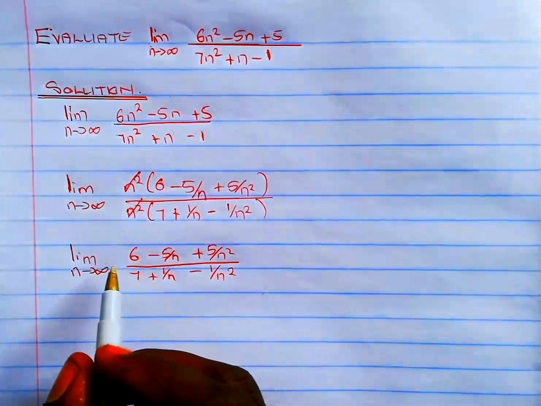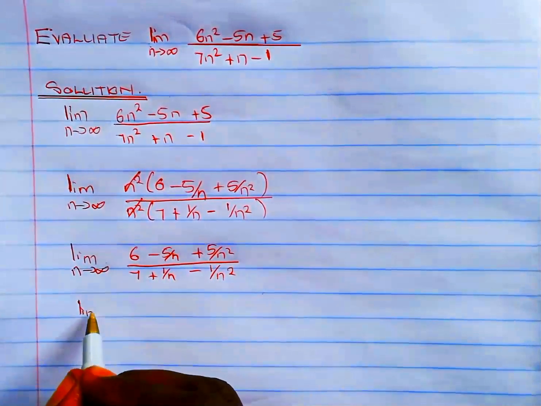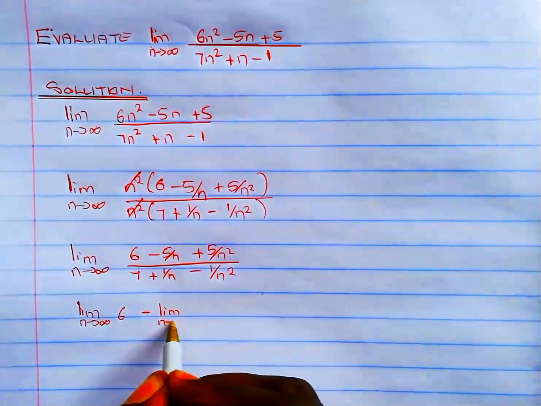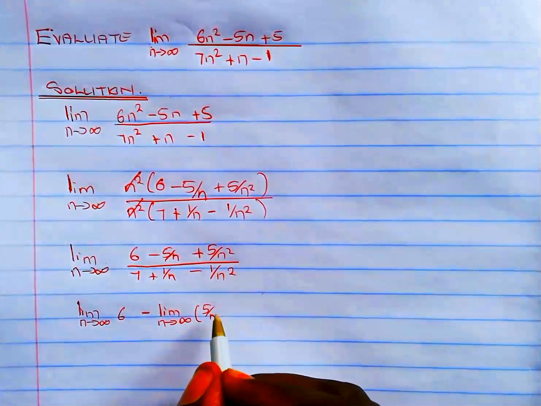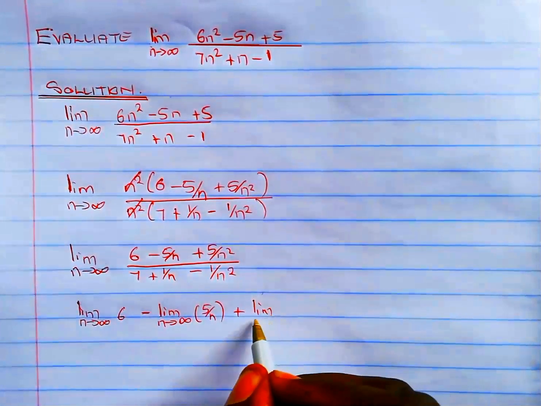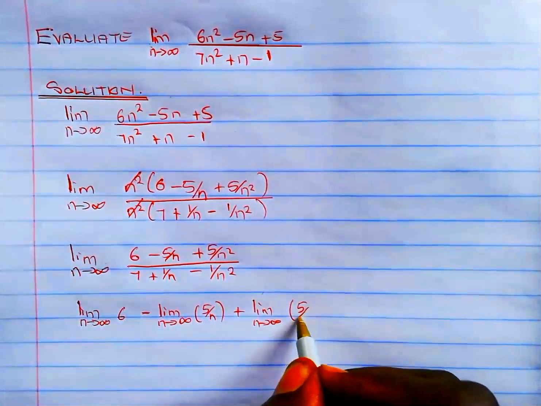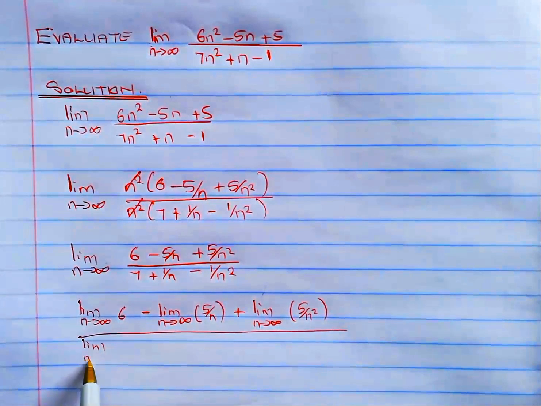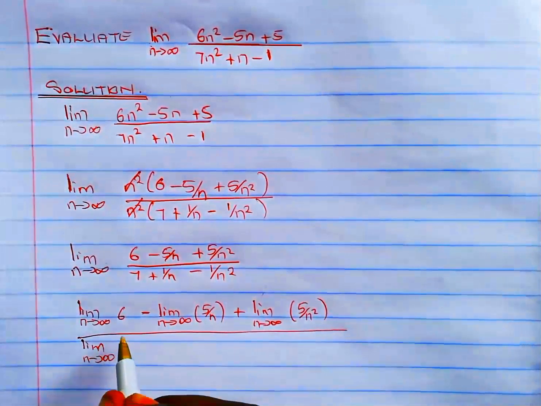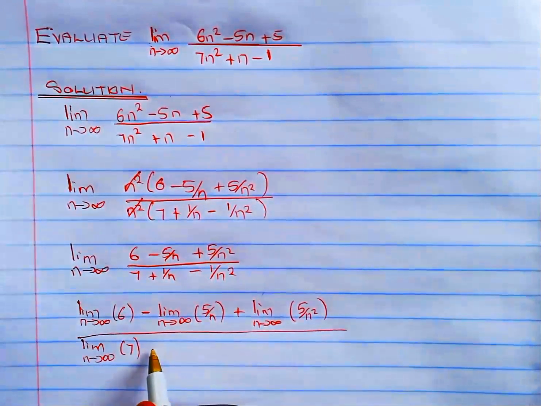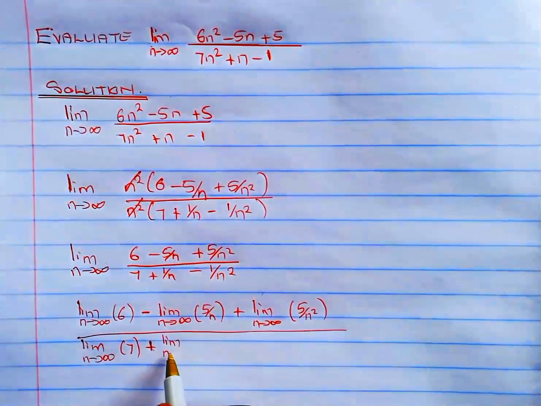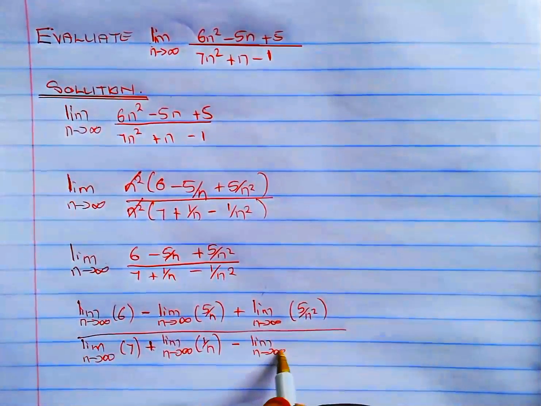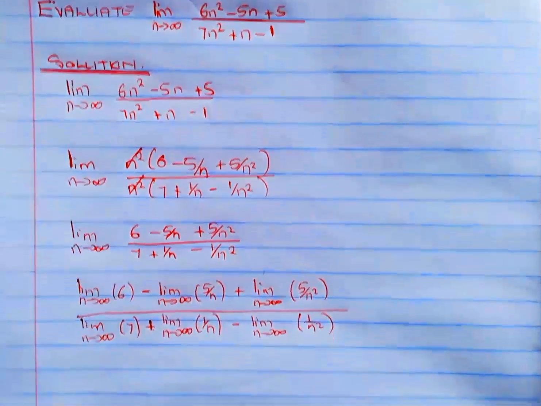So we are going to find the limit for each and every term. So we get the limit as n approaches infinity of 6 minus the limit as n approaches infinity of 5 over n plus the limit as n approaches infinity of 5 over n squared, all over the limit as n approaches infinity of 7 plus the limit as n approaches infinity of 1 over n minus the limit as n approaches infinity of 1 over n squared, right?